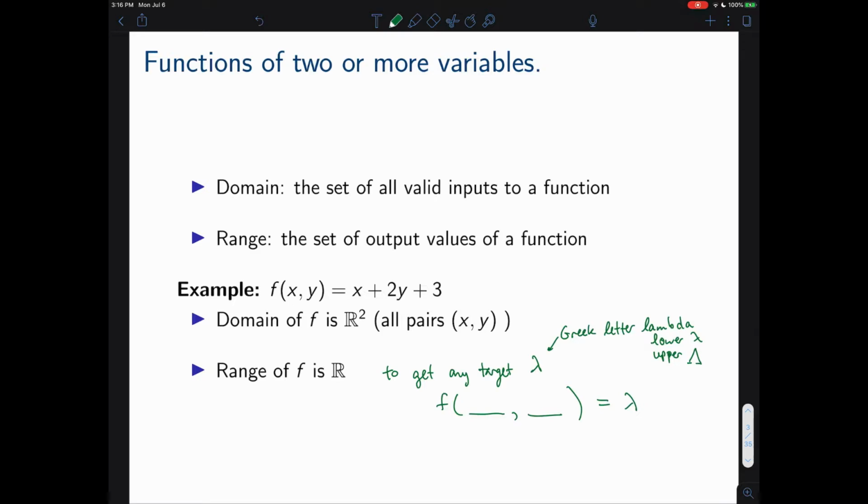We could say put lambda minus 3 for the x and 0 for the y, right? Because then f of lambda minus 3, 0 would be lambda minus 3 plus 2 times 0 plus 3, and we get lambda. And there's many other xy's that also work. But for right now, if we're talking about range, the question is just, can you hit it? And the answer is yes, in at least one way.